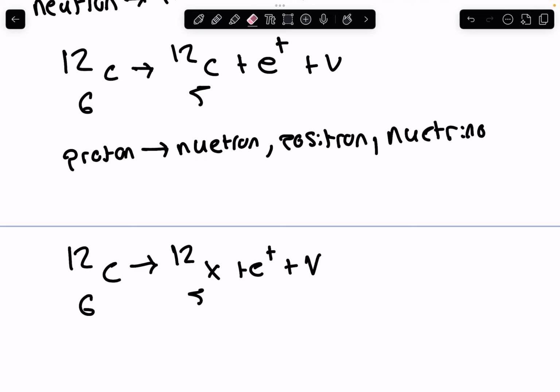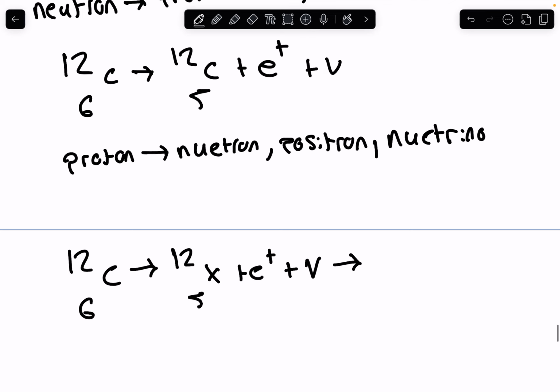But somehow this element X has leftover energy. So what does it do? Well, leftover energy means it's unstable, right? So it wants to become stable. But since we're talking about energy, it doesn't want to emit something with mass, or it doesn't want to emit a proton, neutron, or electron. It wants to just emit that extra energy. Well, that extra energy is emitted in the form of gamma rays.